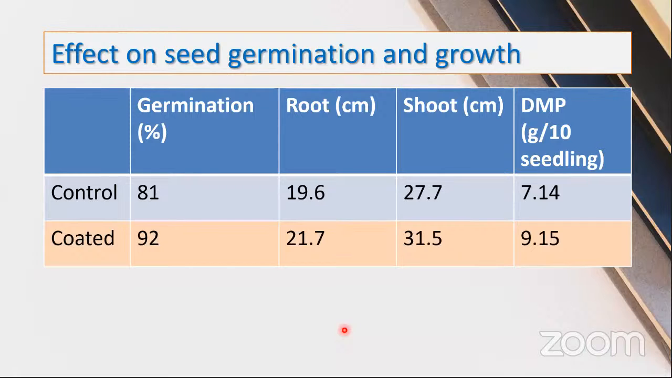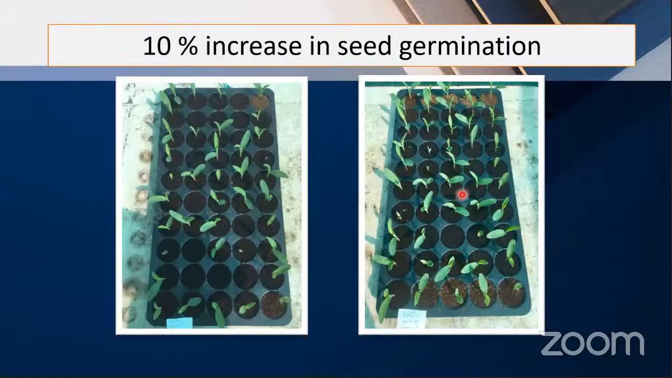So this is the difference. This is the control and then the coated, in germination, root, shoot, etc. There is around 10% increase in germination. Just because of coating, this is not priming, this is just coating. There is 10% improvement in germination, and there is a corresponding improvement in root, shoot as well as dry matter production. The story does not end there. So this is 10% improvement in germination in maize.